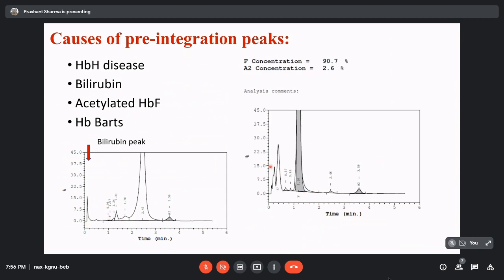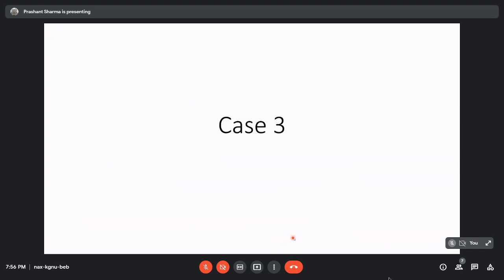Sometimes in persons, for instance, this is now a patient with beta thalassemia major, so he has hardly any adult hemoglobin and he has predominantly fetal hemoglobin, which is 90.7%, you will get these pre-integration peaks, which are nothing but acetylated hemoglobin F, or post-translationally modified hemoglobin F. One should not confuse acetylated hemoglobin F or bilirubin peaks with HbH peaks, which were twin peaks spread out across this pre-integration, less than 1 minute region on HPLC. Okay, so with that, we'll move on to case three.